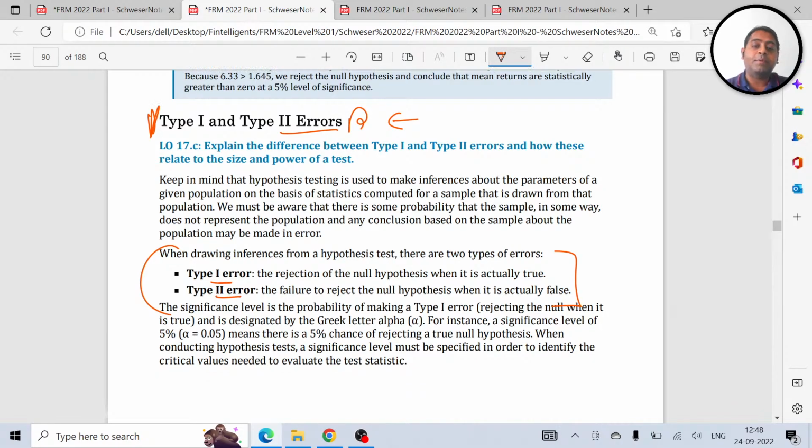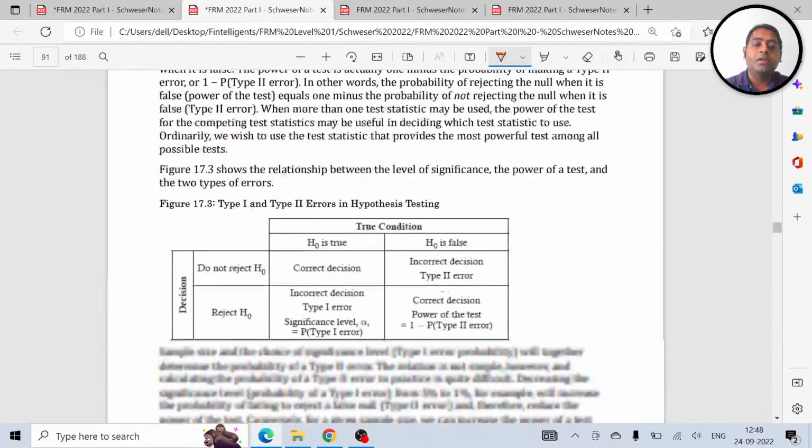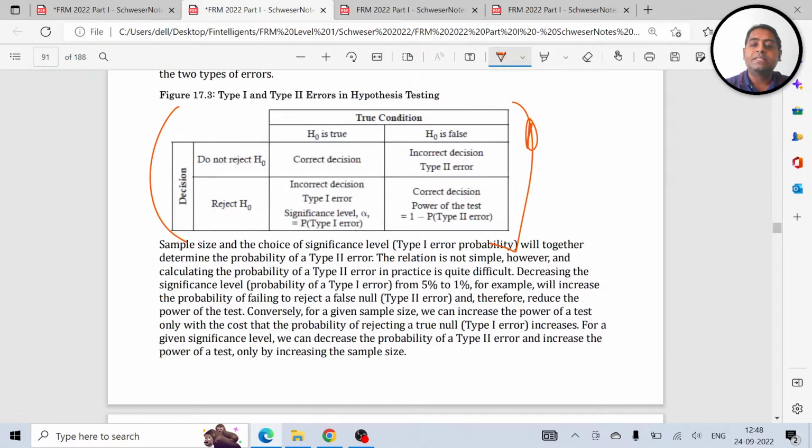What is type one? What is type two? You should know what is power of test, and there is a table. This table you should be clear on, and this paragraph on how it is impacting. If we are increasing the type 1 error, what is going to be the impact on type 2 and what is going to be the impact on power of test, that relationship you should know. So I'm marking all of this as important.